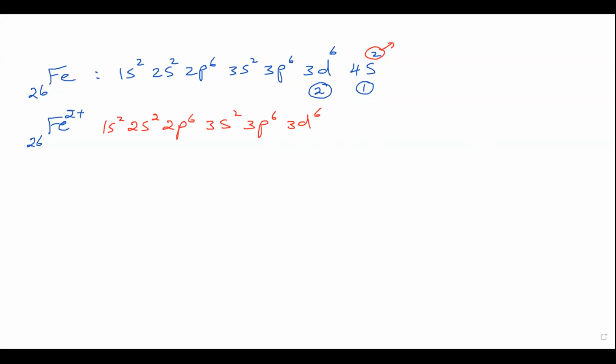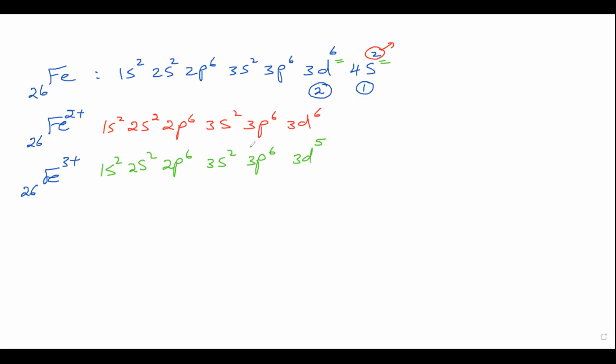Okay, now what if we have iron plus 3? If we want to write the electronic configuration of iron plus 3, then we want to remove 3 electrons. So we are going to remove the first 2 electrons from the 4s, and then the third electron is going to be removed from the 3d. So we write the electronic configuration as 1s2, 2s2, 2p6, 3s2, 3p6. Now we remove 2 electrons from the 4s, and then we are going to remove an electron from the 3d, and we get 3d5.